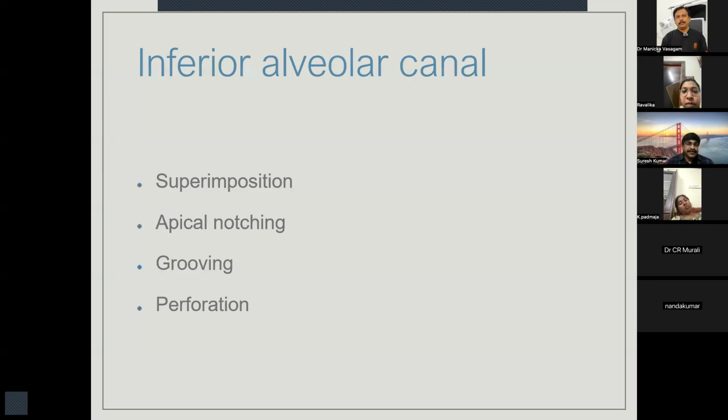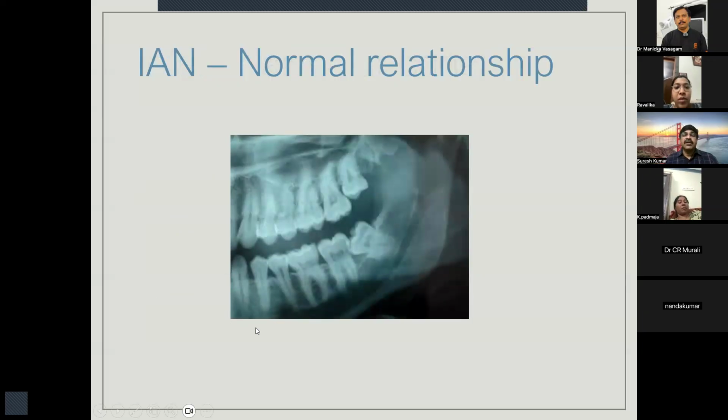So study that. So what are the expected relationships between the impacted wisdom tooth, lower third molar, and the IAN canal, inferior alveolar nerve canal? This can all be studied better in the OPG only, not in IOPA X-ray. Okay, remember. So if you think the case is going to be a difficult case, do not hesitate to go for an OPG. So the relationship can be superimposition or apical notching or grooving or perforation. These can be the relations. Let's see one by one what they are.